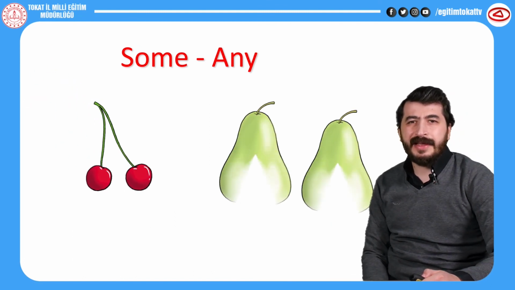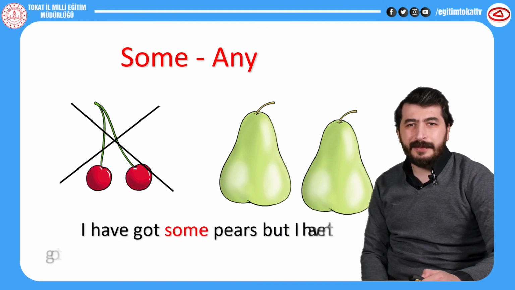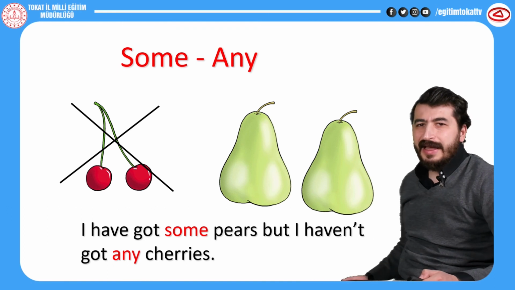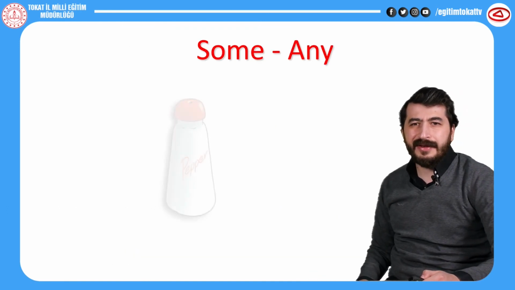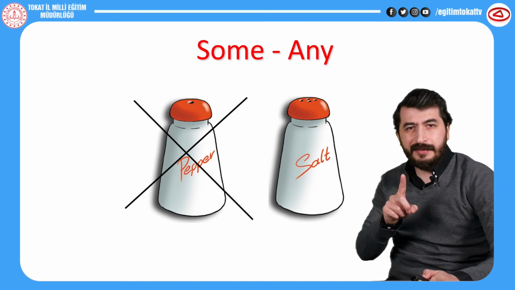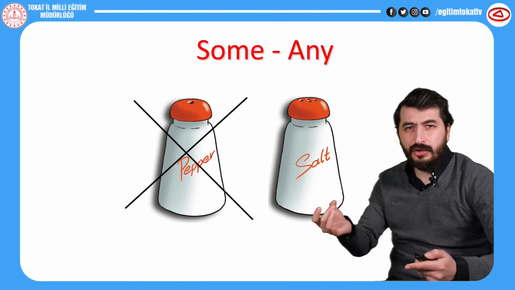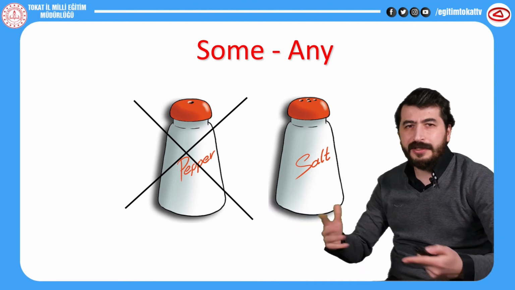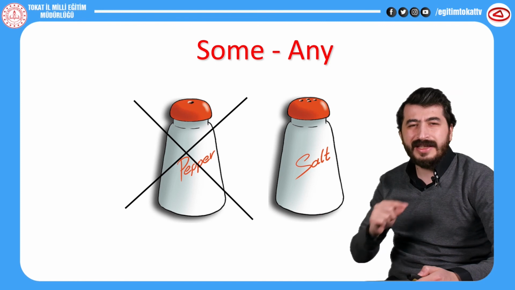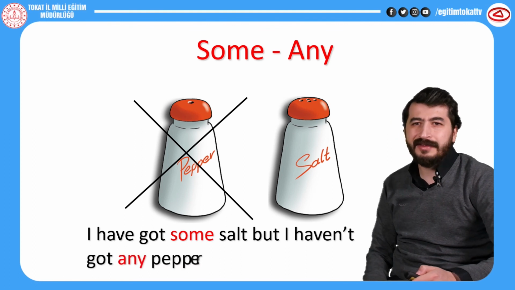And cherry and pear, we have cross for cherry. And let's make sentence. I've got some pears, but I haven't got any cherries. Okay. Pepper and salt. They are uncountable. Remember, peppers, salts, no. Because they're very tiny, lots of salt. We can't count 1 salt, 2 salt, no. Or 1 pepper, 2 pepper, no. They are uncountable, so we can't use S. Let's make sentence. I have got some salt, but I haven't got any pepper.